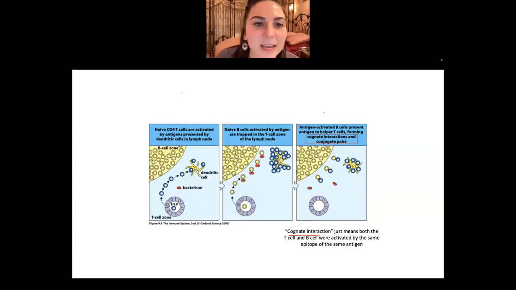So this is saying, okay, here CD4 T cells are activated by, let's say, the CP antigen, right? They're going to go to the follicle. The B cells are activated by the exact same antigen. So when they come together, which is right here, the B cells are in yellow and the T cells are in blue, they're going to make this cognate interaction. This is going to be a conjugate pair. And this is going to be a really, really nice, strong reaction. Okay.